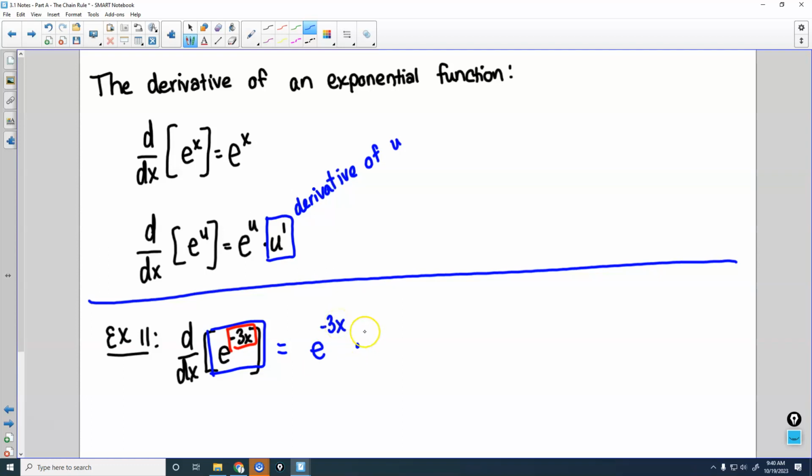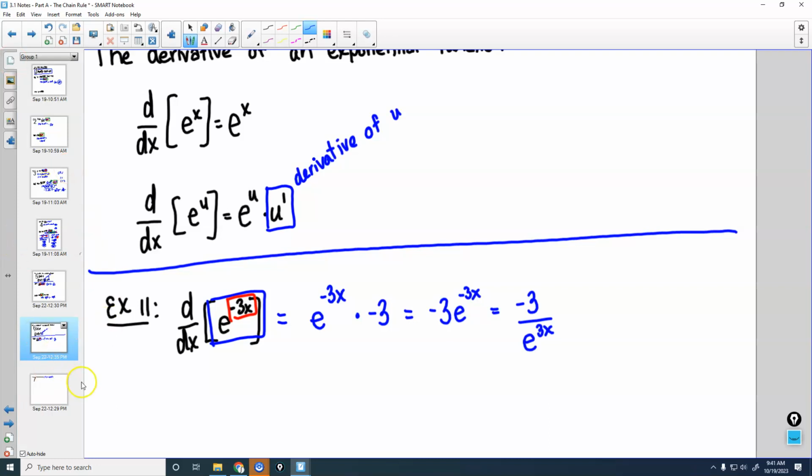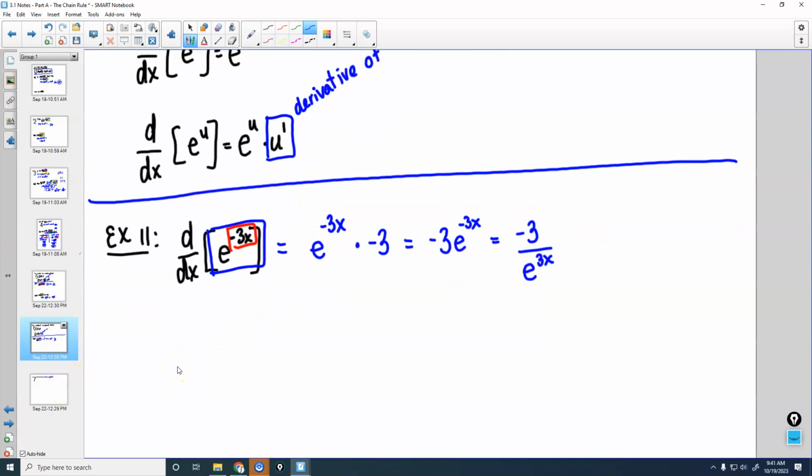And then we must multiply by the derivative of the inside, which is our exponent in this case. What's the derivative of our exponent? Negative 3. So it would probably be written like this: negative 3e to the negative 3x. There is a chance, since that's a negative exponent, that they may write it like this: negative 3 over e to the 3x. Okay. All right, questions?